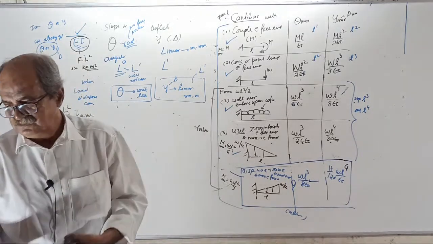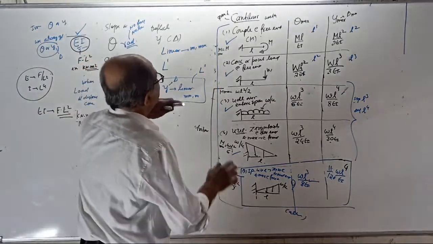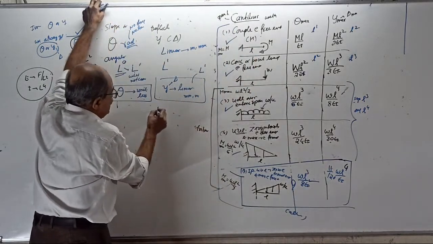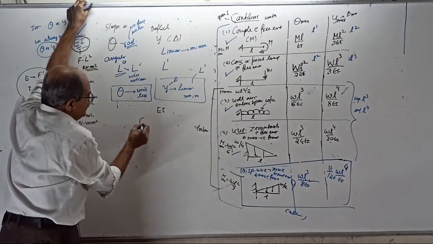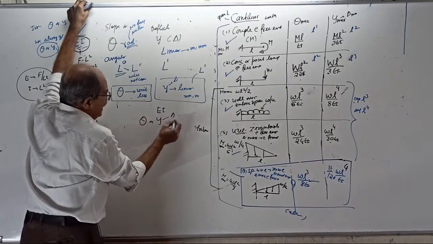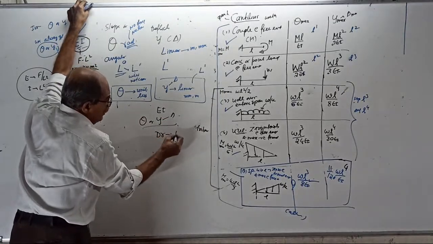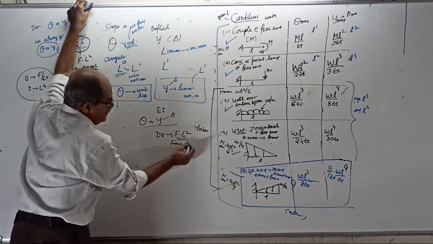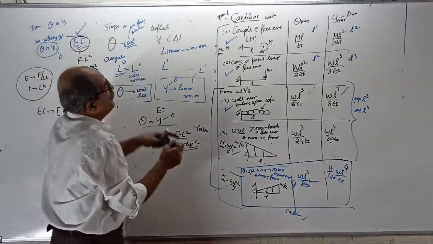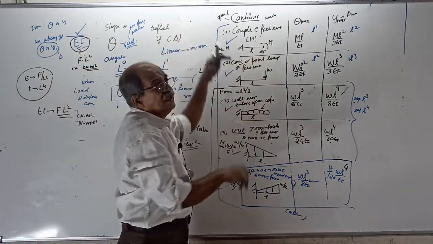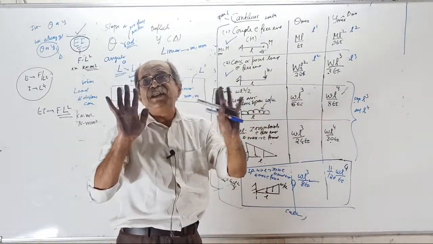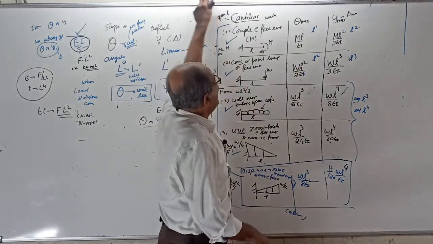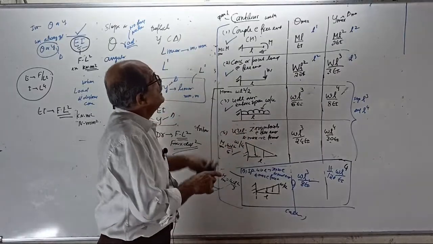Clear? Okay. Now, see correctly here. I told repeatedly, when you find slope or deflection y or delta, the denominator is always FL square, or force into distance square. Therefore, remember, slope should always be unitless. Deflection should always be linear.